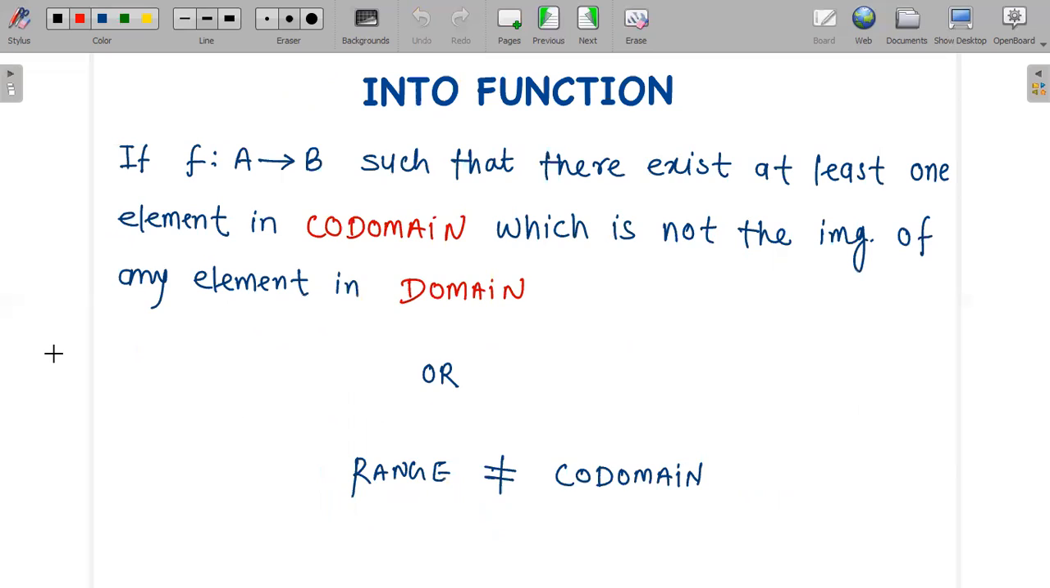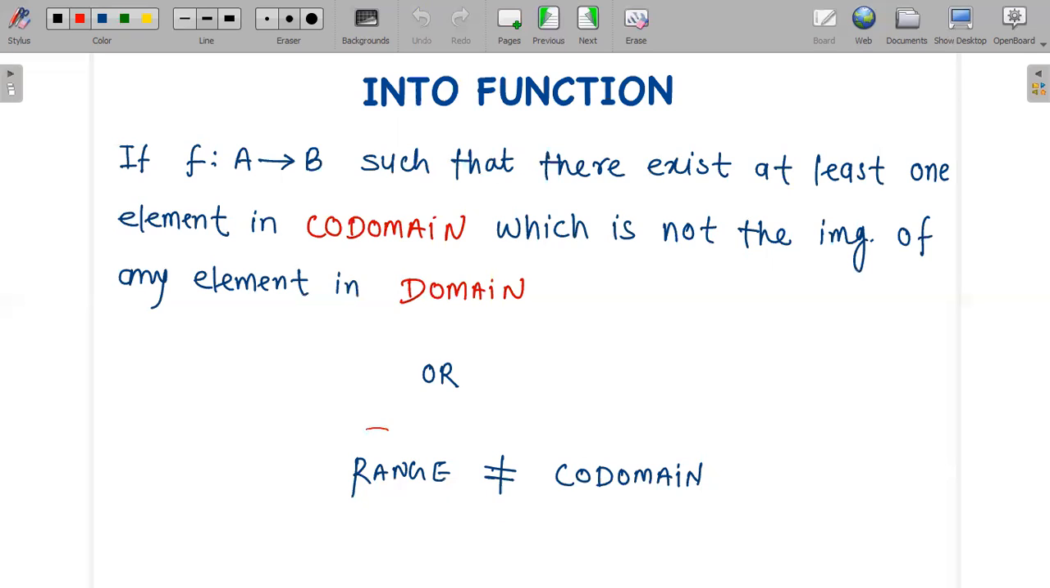So you don't have to dwell on whether your function will be one-one or many-one. For that, I have created another video. As far as onto is concerned, you will be checking whether it is onto or into. If it is not onto, then by default it will be an into function.